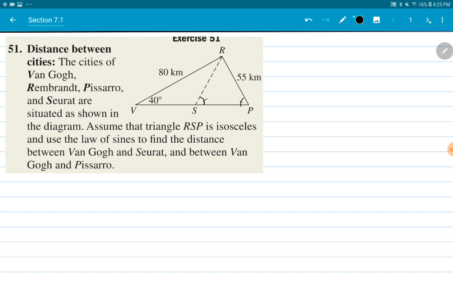So if I look at the big triangle, RVP, then I have a side and an angle. So I'll be able to find this angle, P.